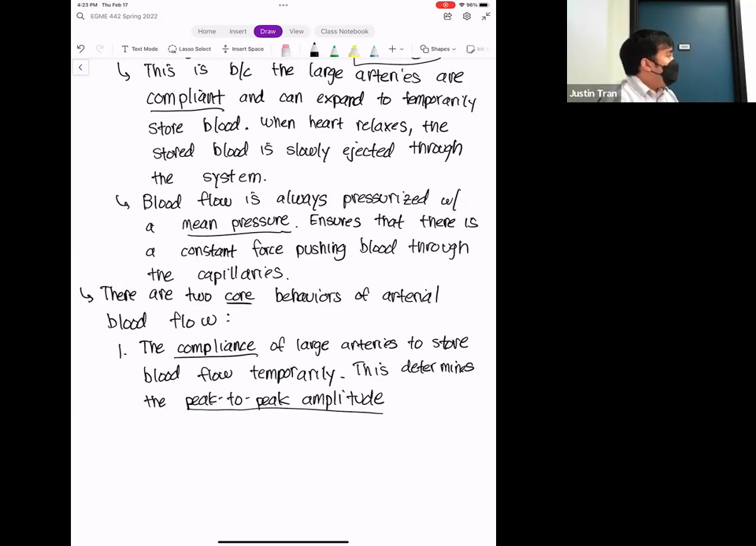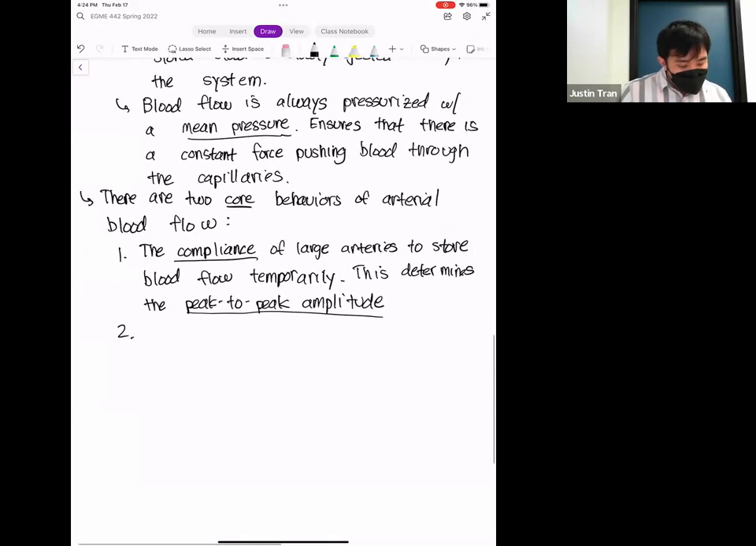And so if you have more compliance or less compliance, that's going to determine how far apart your maximum and minimum pressure is. Okay. And so the other core behavior of arterial blood flow is with regard to the capillaries, or the tiny vessels.